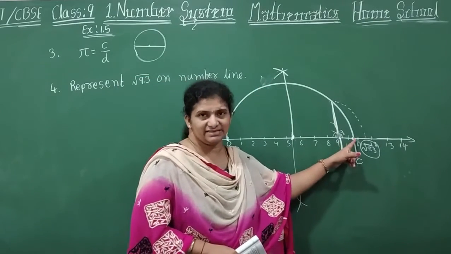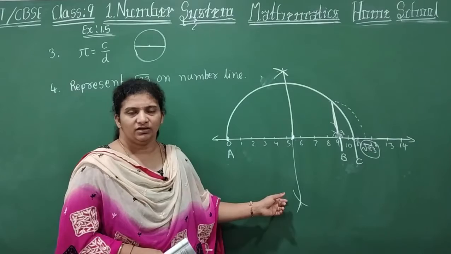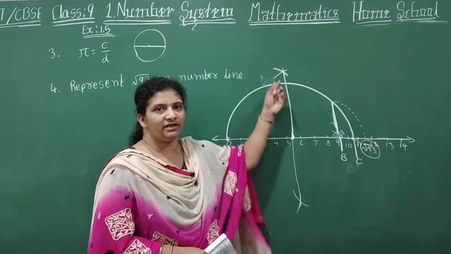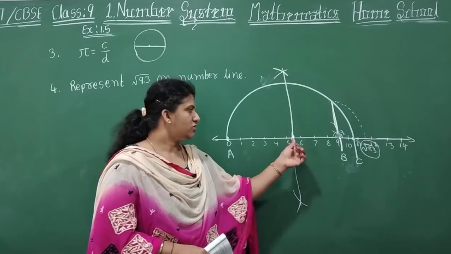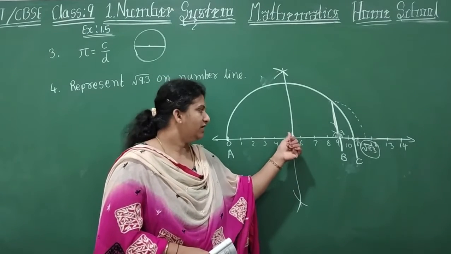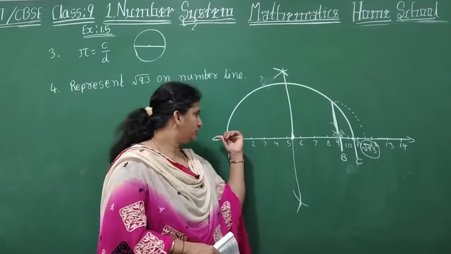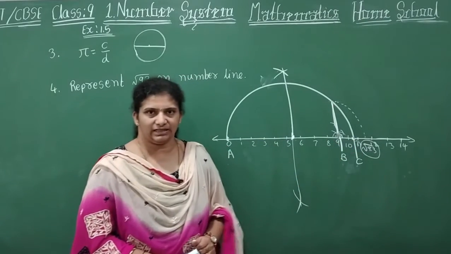With C as the center, cut the arc. Why are we doing this? In order to find the perpendicular bisector, or the midpoint of this line, as you may feel. So after getting this, what have you done? With this as a center, draw the semicircle.